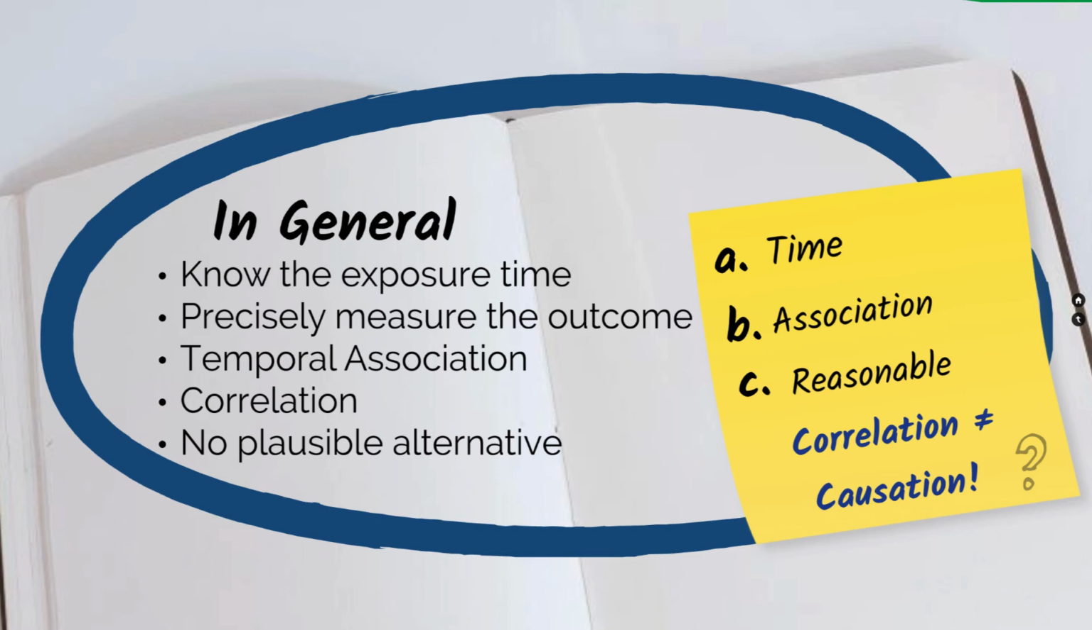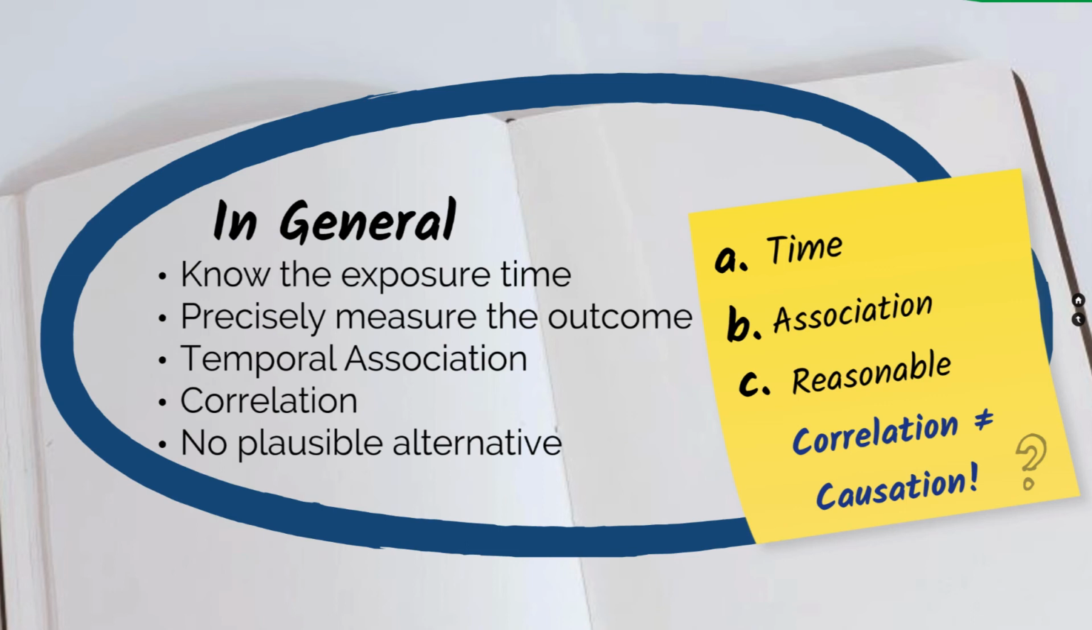And there needs to be no other plausible alternative. So is there another reason that someone could have developed cancer, or that all of the people you're studying could have developed cancer other than this benzene exposure? For example, if everyone in your group had benzene exposure but is also a smoker, determining whether smoking or benzene caused the cancer would be very difficult. So you need to have very tightly controlled, generally experimental, guidelines and design for causation. So to review, it's time, association, and reasonableness of the relationship.